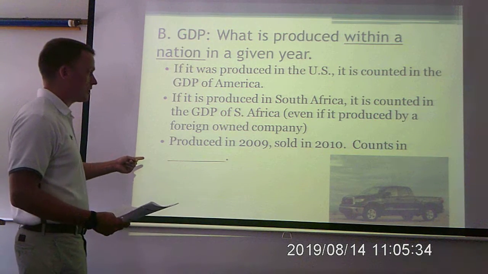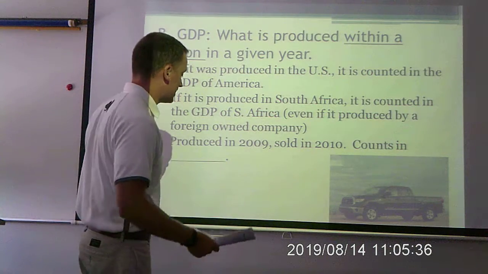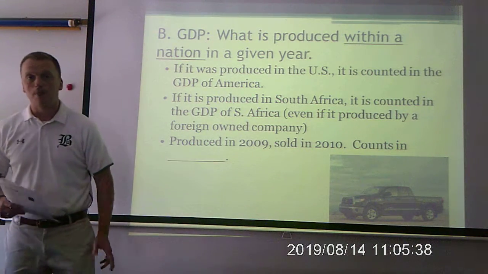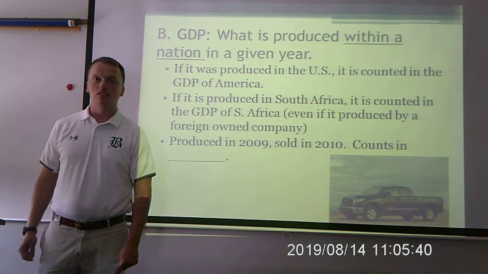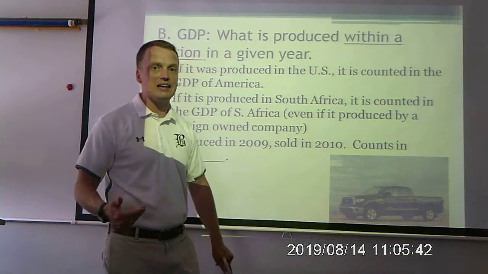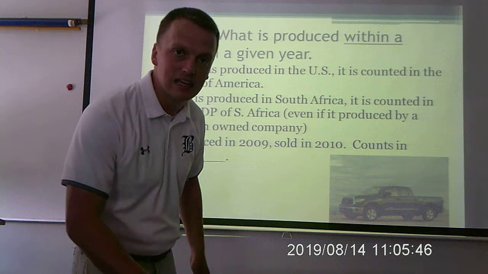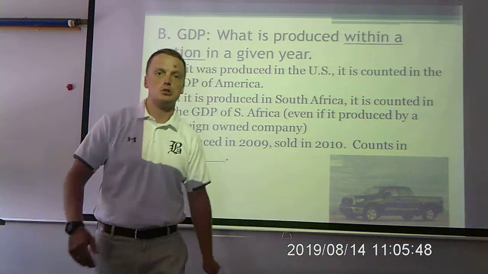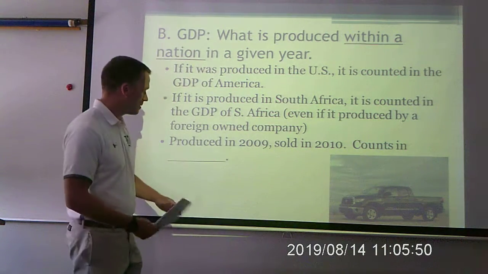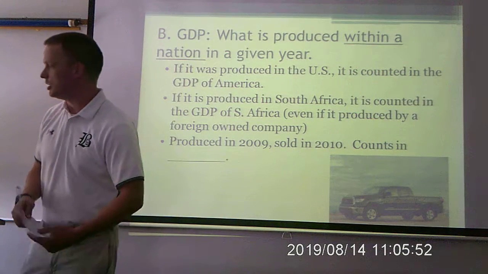Produced in 2009 and sold in 2010, it would end up counting as 2009 GDP. Remember, all final goods and services produced in a given year. Okay, produced in a given year. So that would be 2009 GDP.